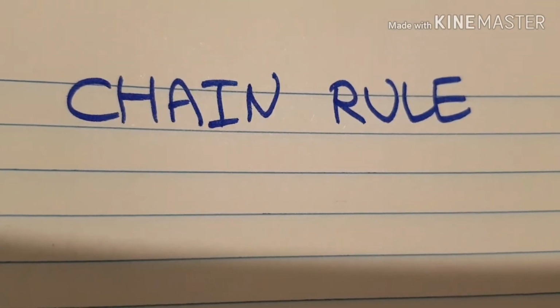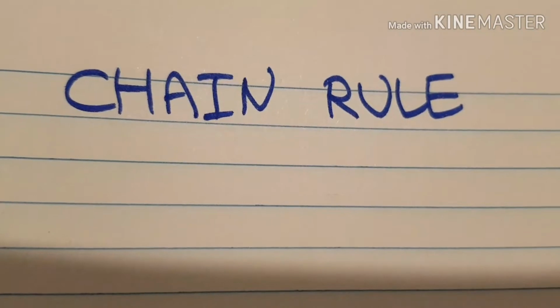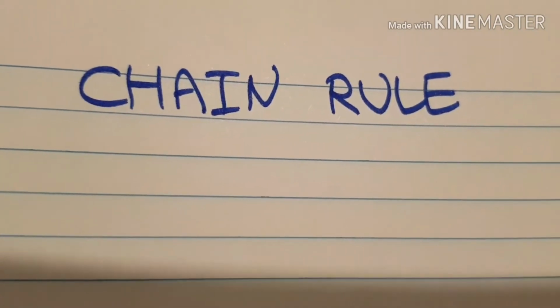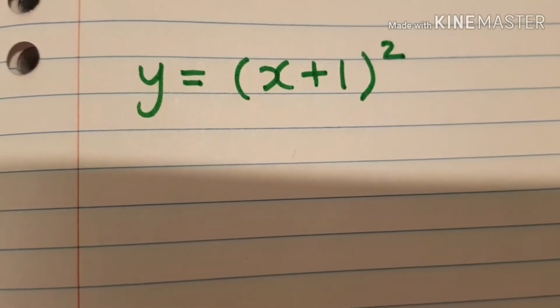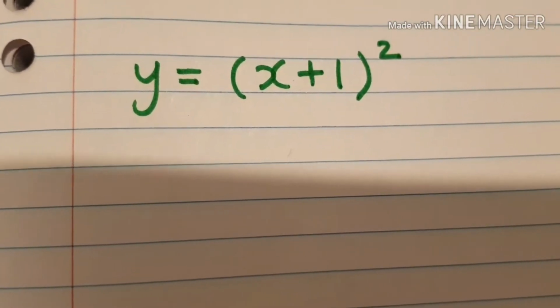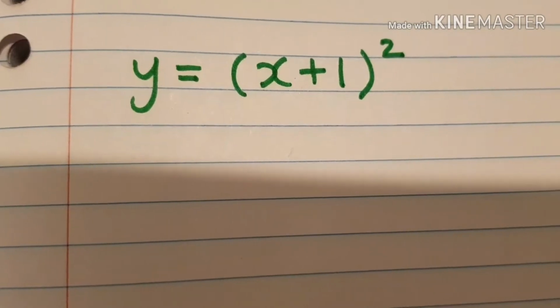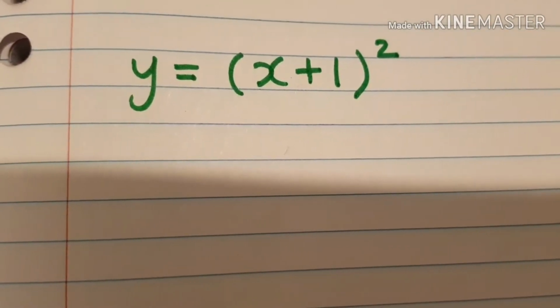Today we're going to learn the chain rule. It's part of differentiation, so we have learned it. So let's see what the chain rule is. Okay, let's have a look at this example. If I want to differentiate it, how would I do it?